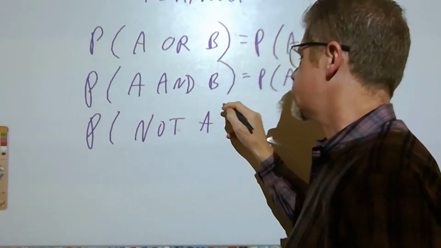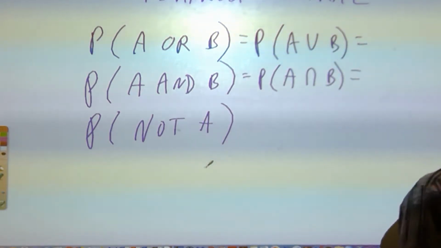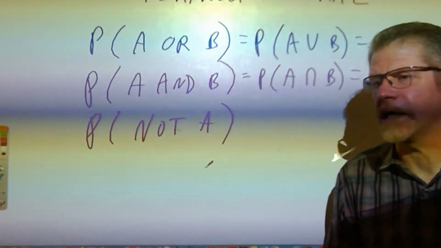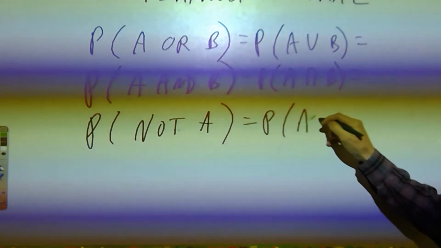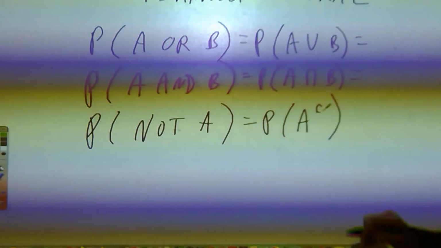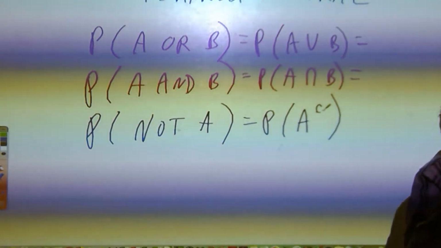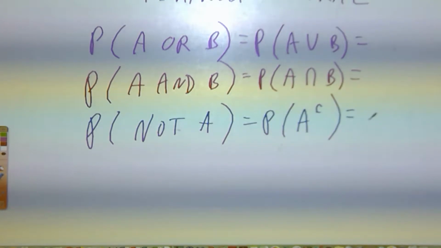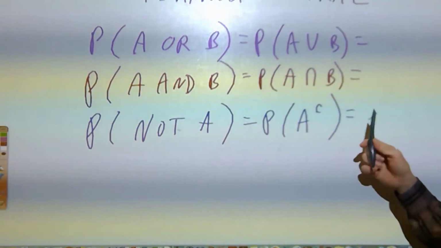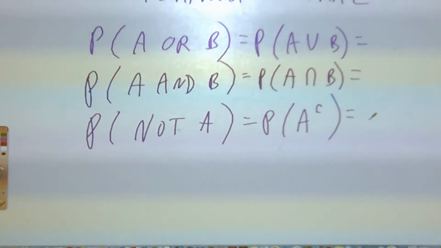Not A. For example, what's the probability that a randomly selected person on the Titanic is not in first class? There's a mathematical symbol for not. It looks like an exponent of C, which stands for complement. A complement means not A. So if you want to represent not A symbolically in AP Stats, it looks like A to the C power, but it just means A complement.